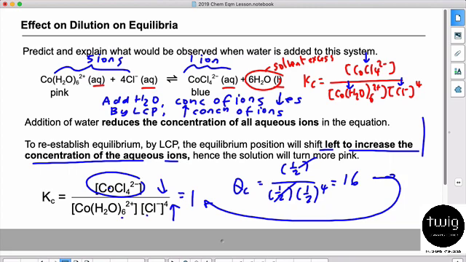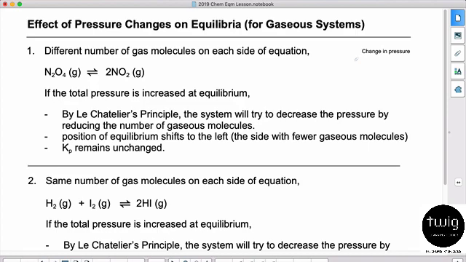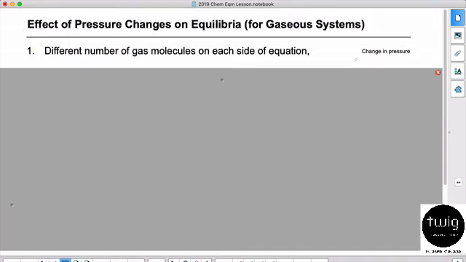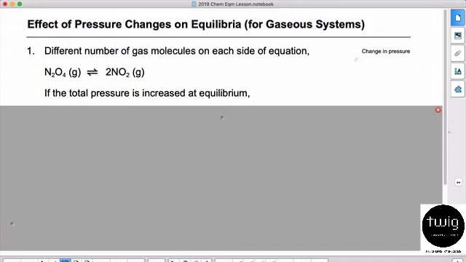Okay, let's look at the next one, gases. Now it's talking about pressure. Pressure is pretty straightforward. There are only two types of questions, whereby one side has more gas molecules compared to the other. So this one has 1 mole of gas and this one has 2 moles of gas.